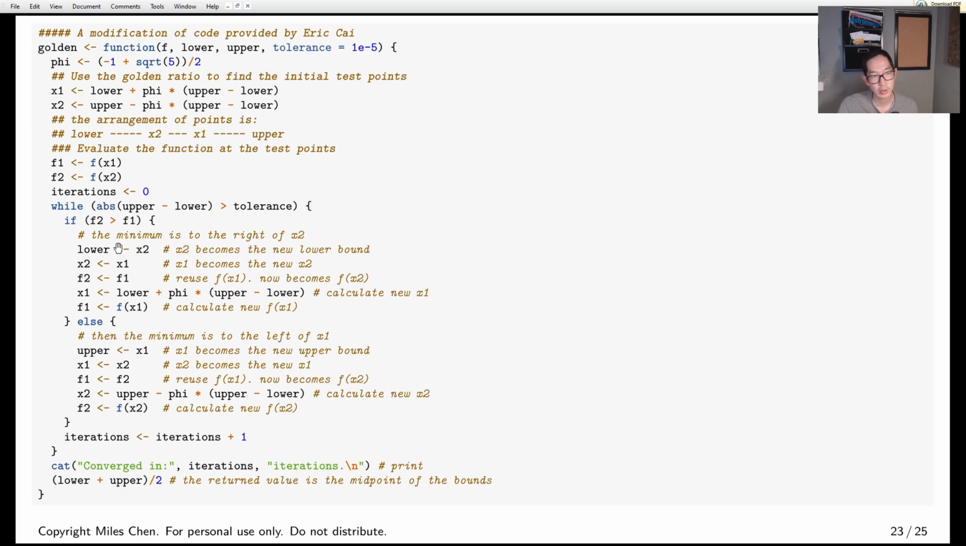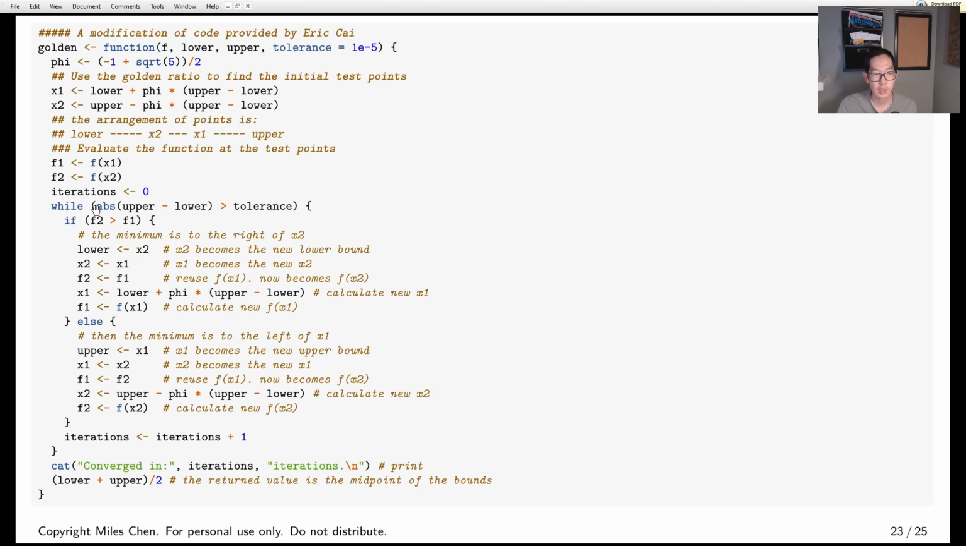And then I'll reuse the function value f1 that I calculated to be my f2. I don't have to recalculate that. I do need to calculate a new location of x1. That's going to be using my new lower bound plus phi times (upper minus lower). Okay, that'll be x1, and I do need to calculate the value of the function at x1, and that will become my new f1. Okay, and that's the end of that, and we'll run the loop again.